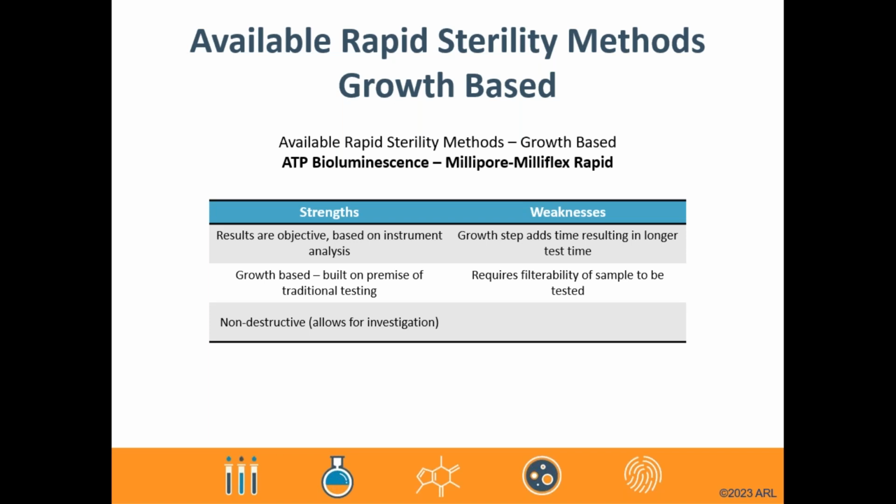Since this system does utilize a membrane filter, that may limit the types of samples which can be tested to only those that are filterable, though depending on the product type, it may be possible to perform pre-test processing in order to make certain samples filterable. As mentioned on the previous slide, this method does actually allow for microbial identification in the event that an investigation is required. So the fact that the contaminant is not destroyed or lost is definitely considered a strength for the Milliflex Rapid system.